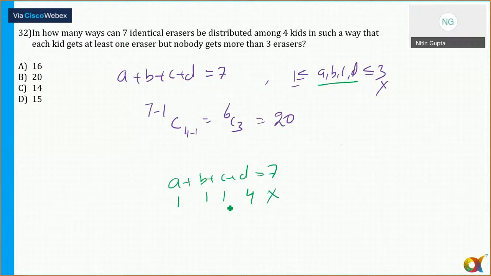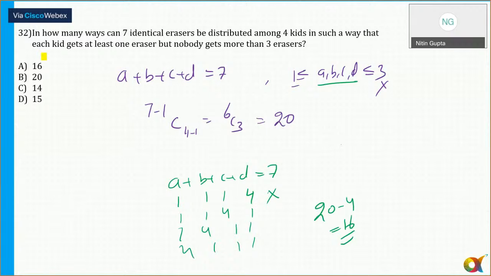4 cases, like 1 1 4, 1 4 1, and then 4 1 1 1. So the answer is 20 minus 4, which is equal to 60. Now 2 of the values are more than 4. It is not possible that C be 4 and D be 4. That is never possible. So exactly one of them can be 4, which is not allowed. So 20 minus 4, the answer is 16.